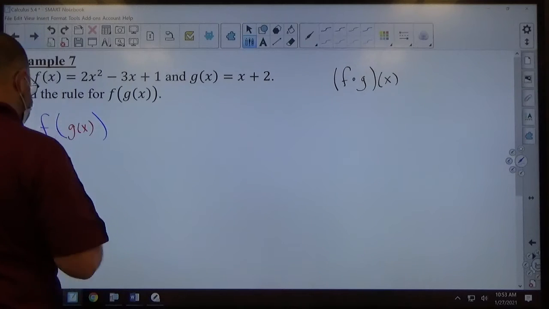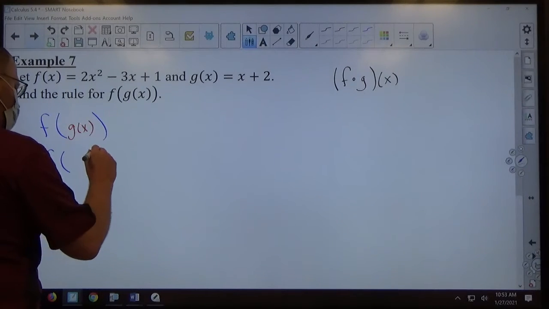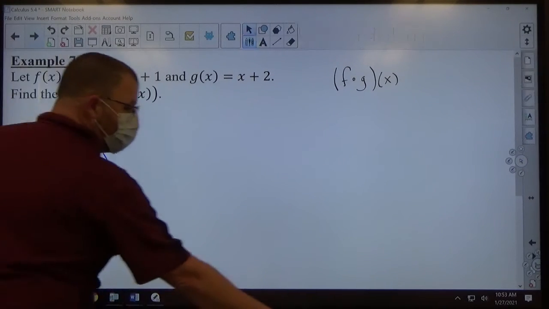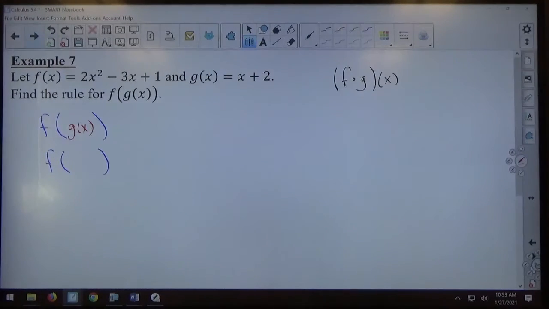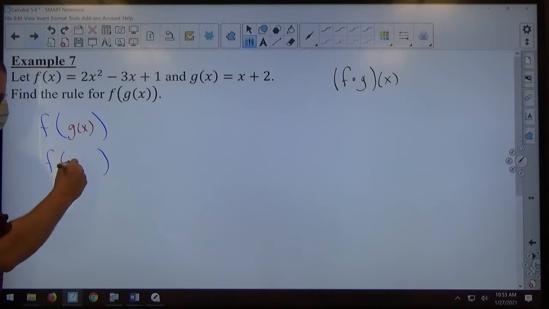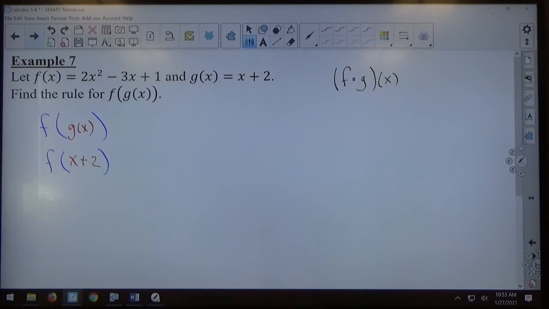But what I can do, what does g of x equal? Equals x plus 2. So I can take g of x out of the picture and put x plus 2 into the picture. Just basic substitution. g of x and x plus 2 are equivalent to one another. They're the same value. They mean the same thing. So x plus 2 is just as good as g of x, but x plus 2 is more meaningful in the context of this problem.